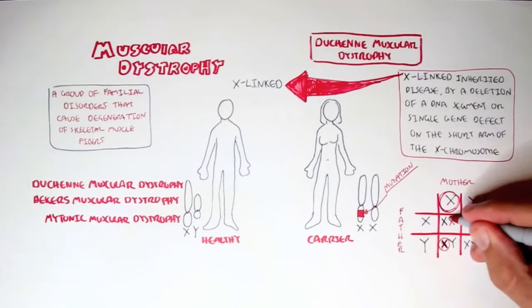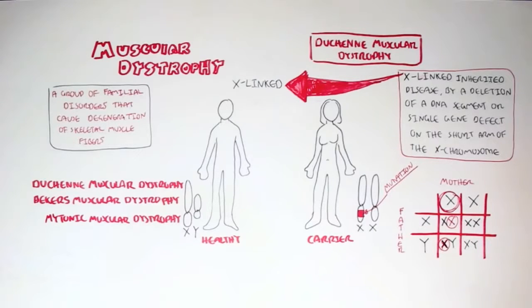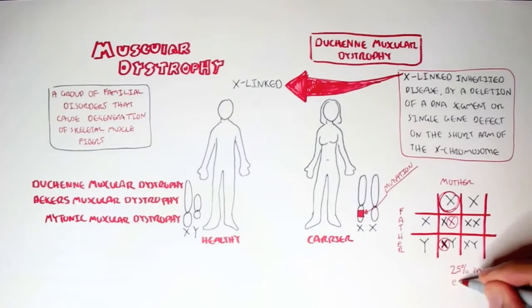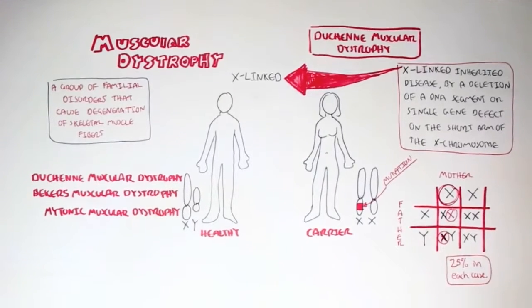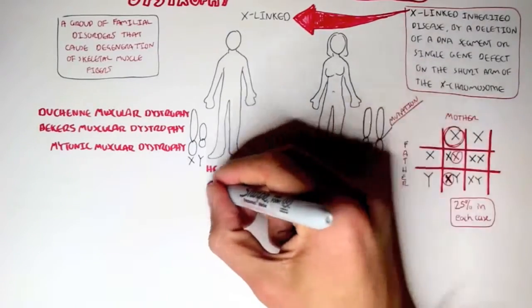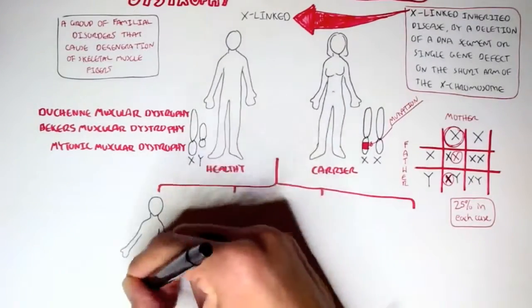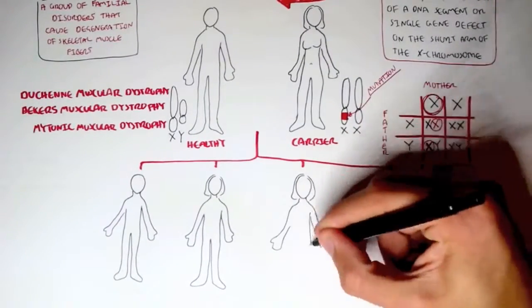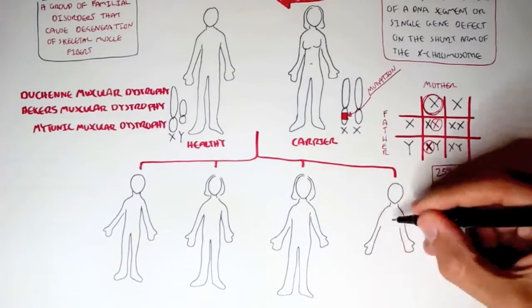So as you can see, we have two of the mutated X chromosomes. One will be female and one will be male. And essentially there's a 25% chance of each of these happening. So if we look at the offspring, this partner will potentially have, most likely, two males and two females.